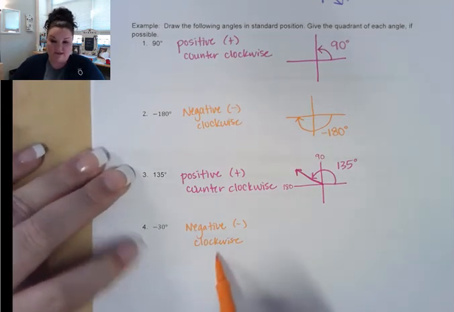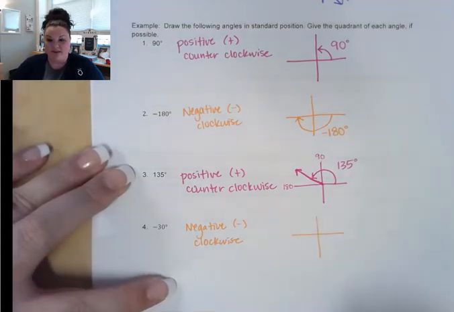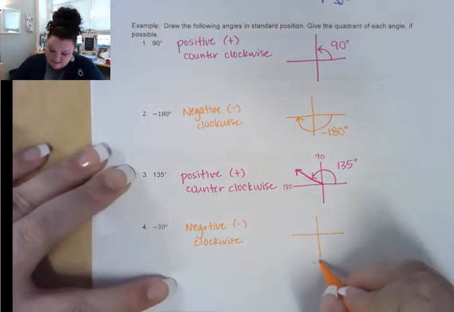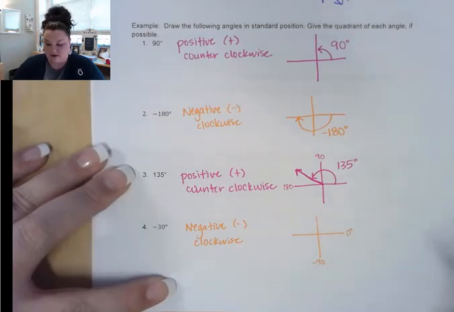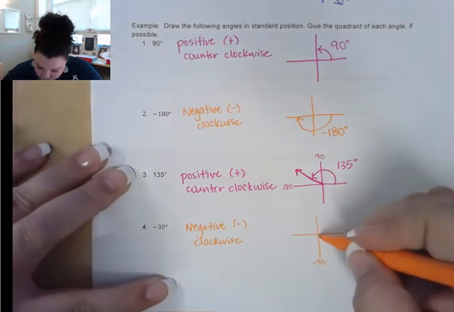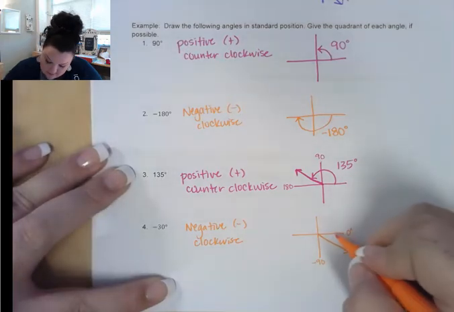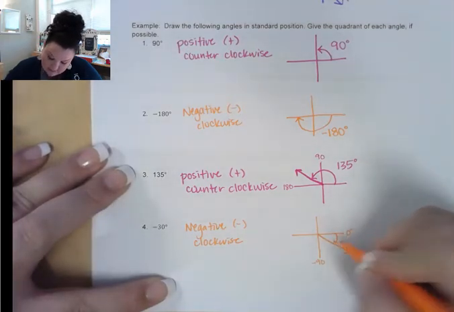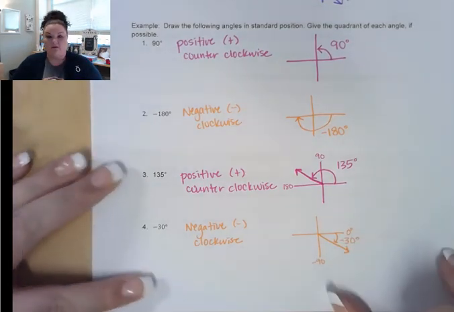All right, and then our last one is negative 30 degrees. Negative means I'm going clockwise. If I'm going in the negative direction, this would be negative 90, and this is 0 degrees. So I know I'm going to come down 30. 30 is about a third of the way to 90, so I'm going to go ahead and draw in my terminal side. And I'm going to say this little bit here is a negative 30-degree angle.